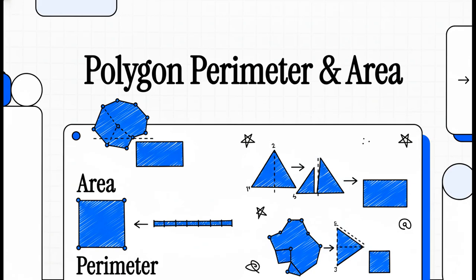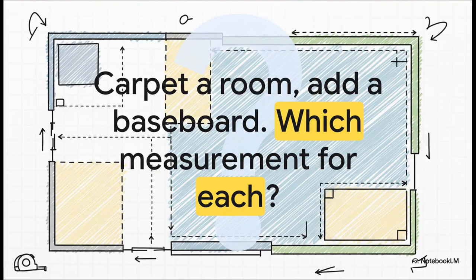Have you ever stood in a room trying to figure out how much paint to buy and then realizing you also need to figure out how much baseboard trim you need? Well, they're two totally different measurements. In this explainer, we're going to unlock the simple secrets behind measuring shapes, making all that confusing geometry stuff actually make sense. Okay, let's just jump right in with a real-world puzzle.